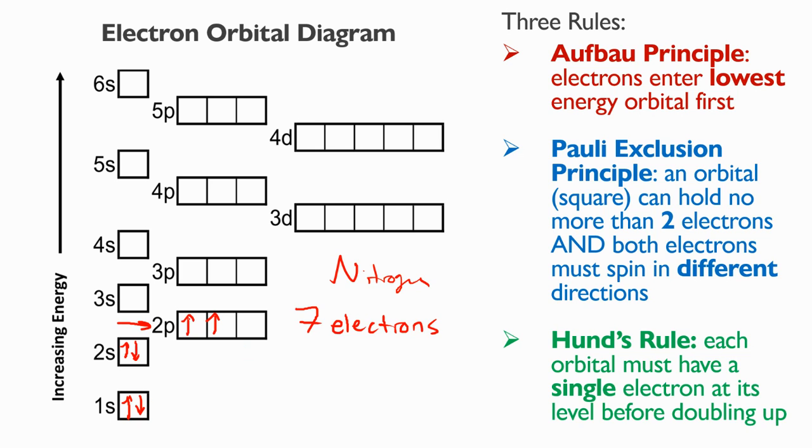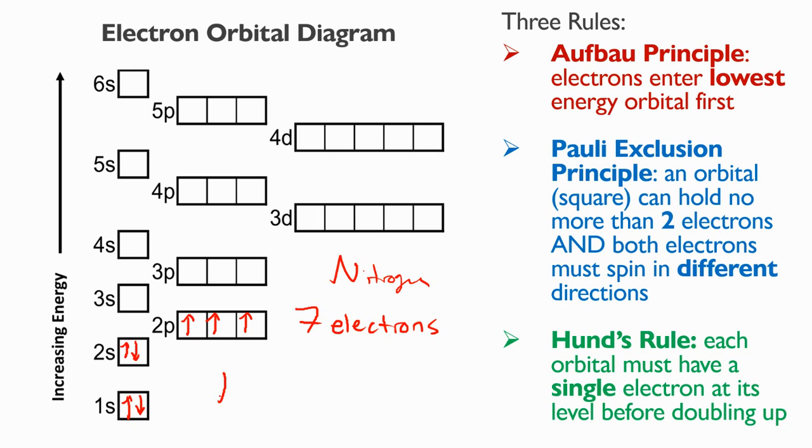So I'm up to 2, 4, 6, and I need to add my 7th. Boom, there's my 7th. So I can't double up at this level until each one of these has 1 in it already. That's what Hund's rule tells me. All right, so now I've used and experienced all 3 rules. So what would this look like?